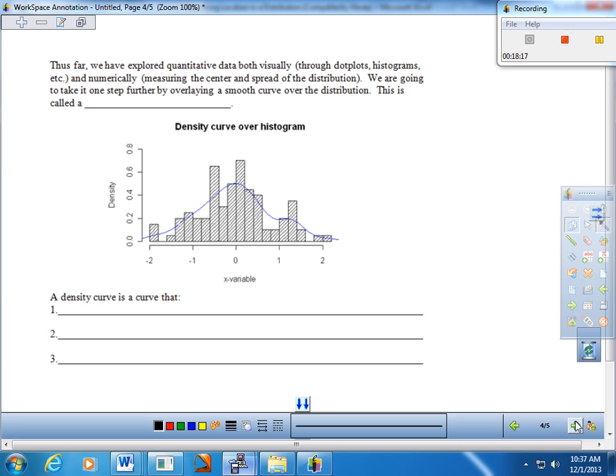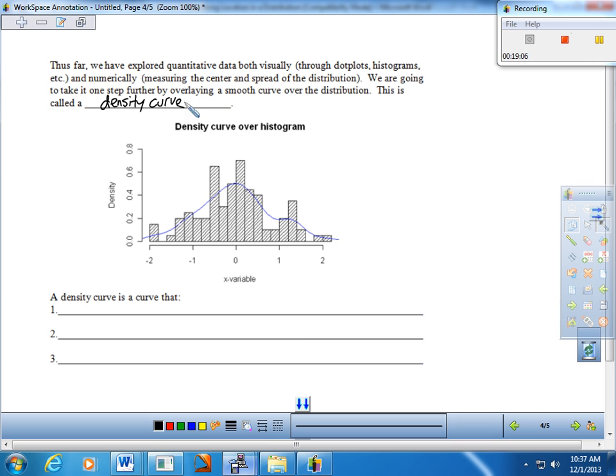So it says on your paper, thus far we've explored quantitative data both visually. We've done some dot plots, some histograms, box plots, etc., and numerically. Obviously, the primary measurements with data sets have been through the center, mean and median, and the spread, standard deviation, and IQR of the distribution. We're going to take it one step further by overlaying a smooth curve over the distribution, and this is what is called, it says it on your sheet already, that's all right though, a density curve.